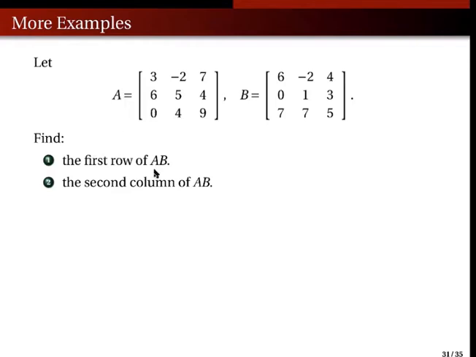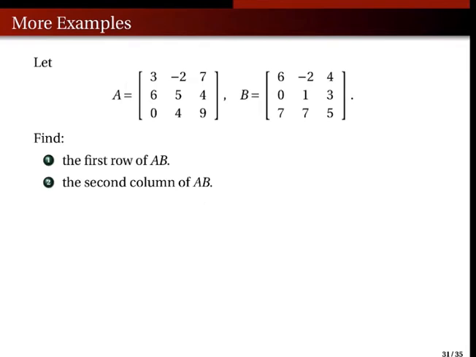So we need the first row of AB, so we just consider the first row of A and then multiply it to the columns of B. For the second problem, we want the second column of AB. So this time, I need to work on the second column of B and multiply it to the rows of A. All the rows of A multiply to the second column of B, and you will get the second column of AB.